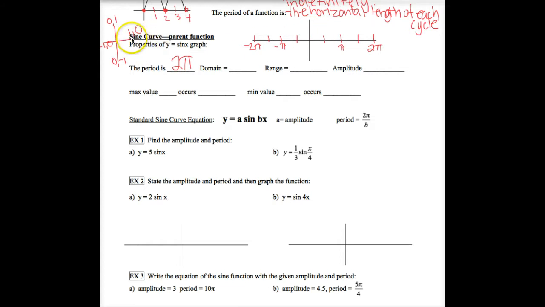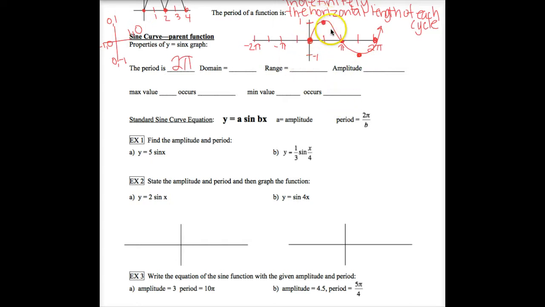At 0, the sine of 0 is 0 because it's the y coordinate. So I could make an ordered pair right here. When x is 0, y is 0. When I move to pi over 2, the sine of pi over 2 is 1. So go up at pi over 2 to 1. At pi, the sine is back to 0. At 3 pi over 2, the sine is negative 1, so it goes down. And then at 2 pi, it returns to 0. This is one full period of a sine curve.